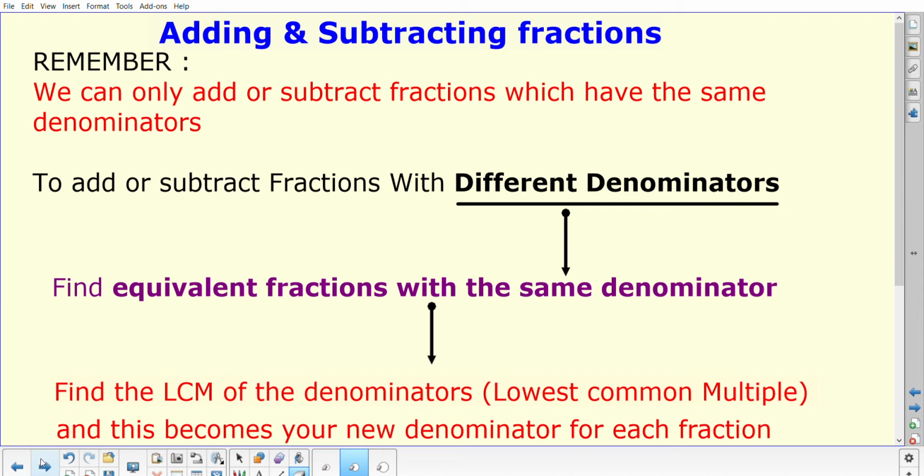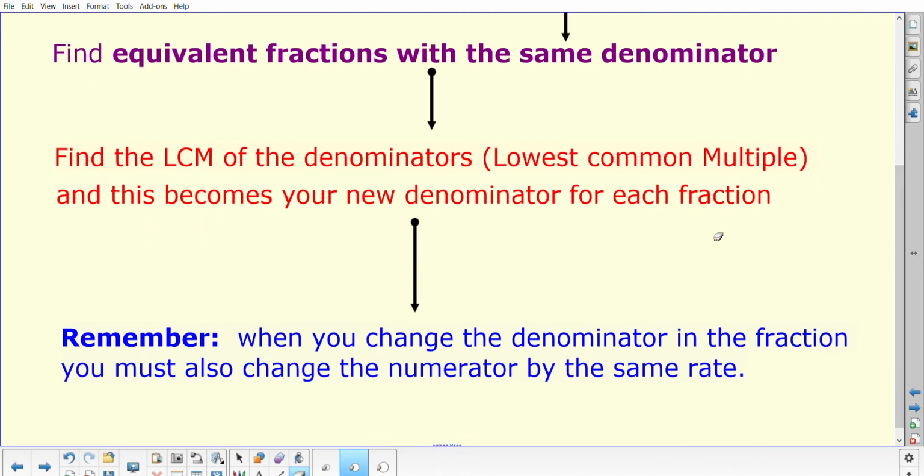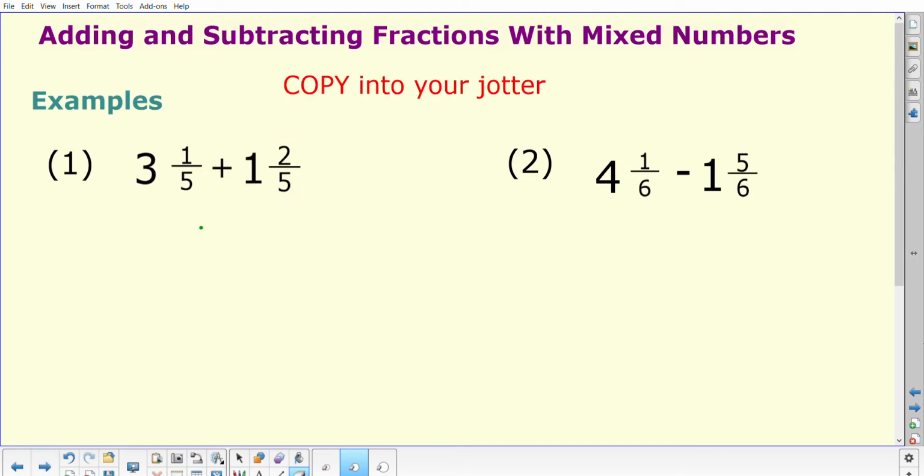Remember that you can only add or subtract fractions which have the same denominator. If you've got different denominators, then you need to be able to find an equivalent fraction which has got the same denominators. So in order to do that, this is where you make use of finding the lowest common multiple, and that's the first number that's in both times tables of the denominators. And remember, when you change your denominator in a fraction, you also need to change the numerator. So these examples here are the ones I would like you to copy into your jotter.